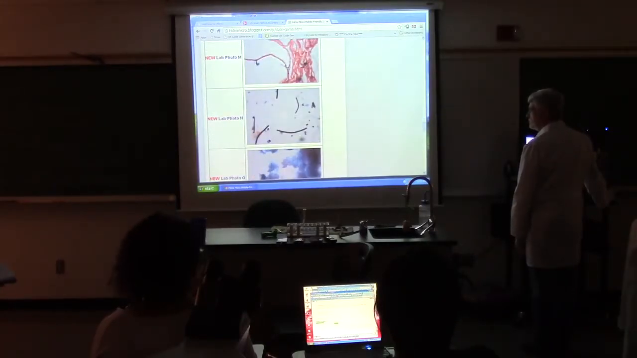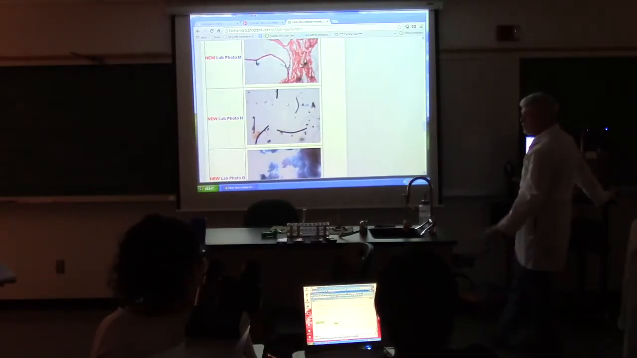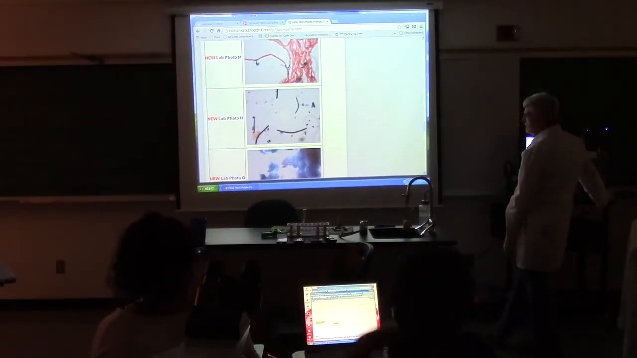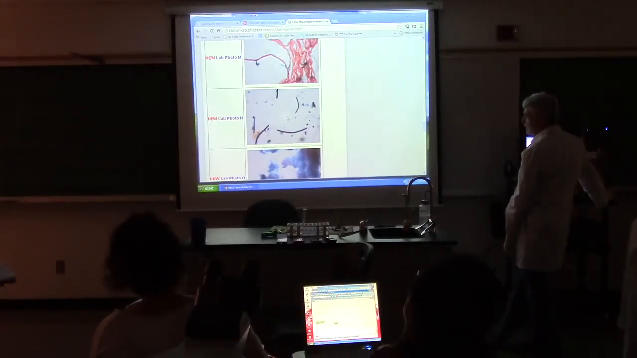What's this? Remember, black is not a choice, so it's Gram. Purple. Right. And is it going to be endospore positive? Yes. You can even see the endospore. So this is a gram positive rod.